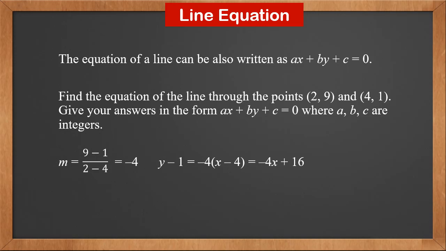M is (9 minus 1) over (2 minus 4), which is minus 4. Use the second point, we get the line equation as y minus 1 equals minus 4 times (x minus 4). This is minus 4x plus 16. Move all terms to one side and the line equation is 4x plus y minus 17 equals 0.